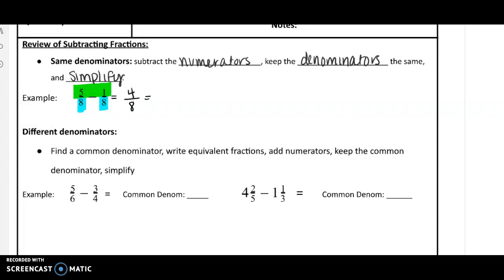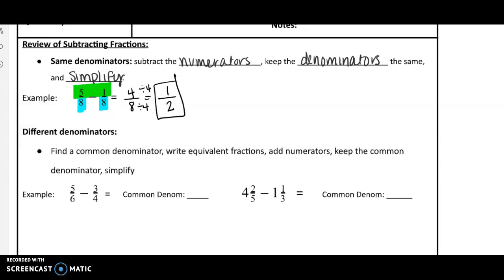And then we simplify. And so what number goes into 4 and 8? 4 does. So we're going to divide by, oops, I just wrote a 2 but said 4. Divide by 4 on top and bottom. 4 divided by 4 is 1. 8 divided by 4 is 2. So that's 1/2.